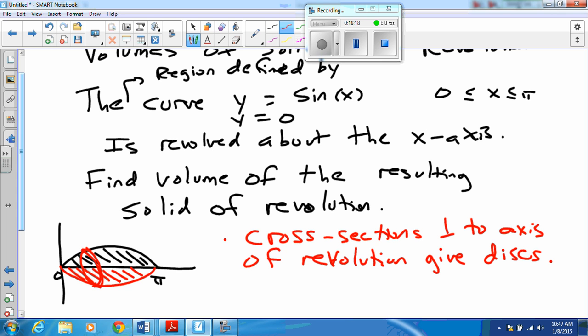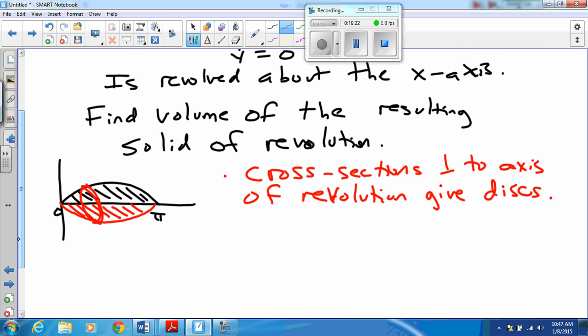So the cross-sections perpendicular to the axis of revolution are disks. Notice that disks is spelled with a C. And I'm going to draw one of our disks here.